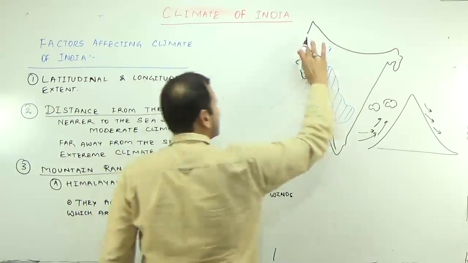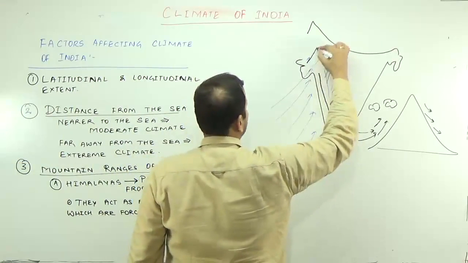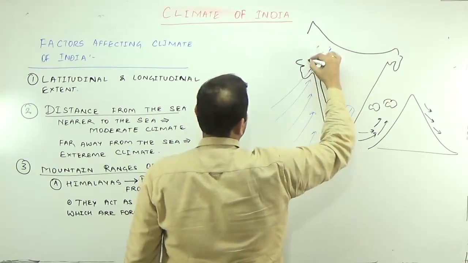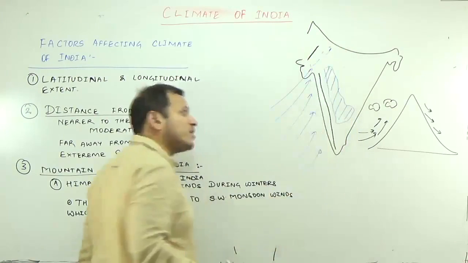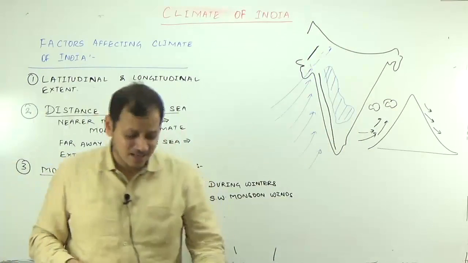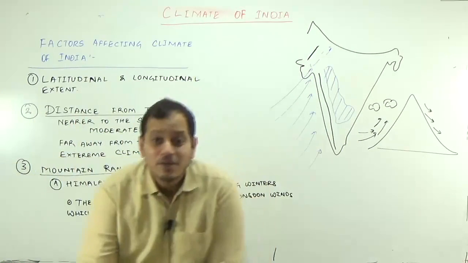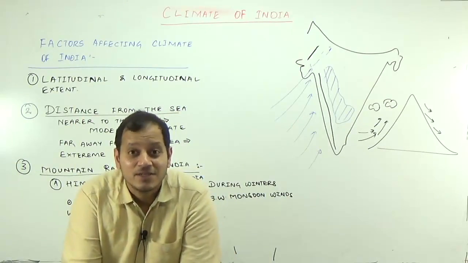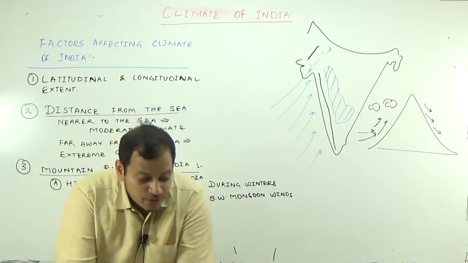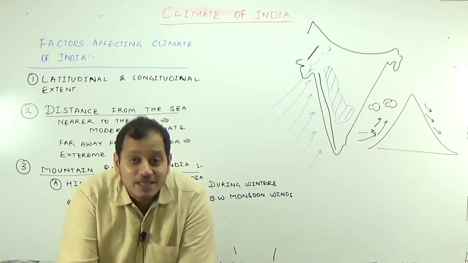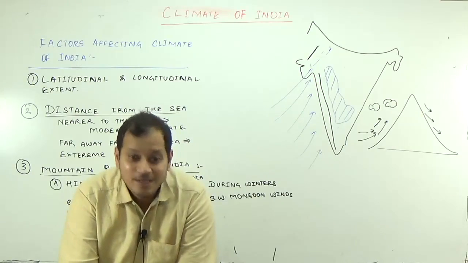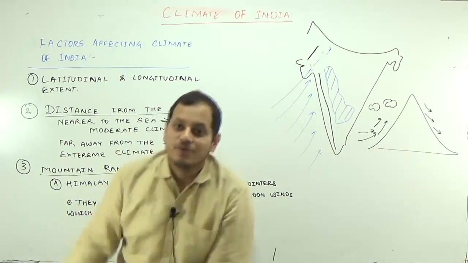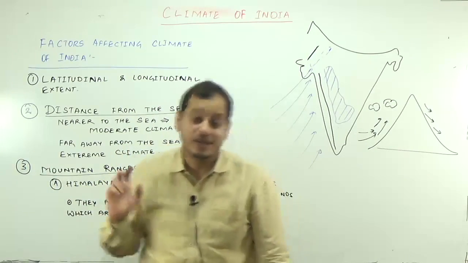But the direction of the Aravalis is parallel to the direction of the winds, and therefore this region does not get any rainfall. So if the question comes why Gujarat, why Rajasthan does not get rainfall, it is because the monsoon winds flow parallel to the Aravali ranges. Because they flow parallel, the Aravali ranges do not act as a barrier, and therefore the Rajasthan region does not get rainfall.